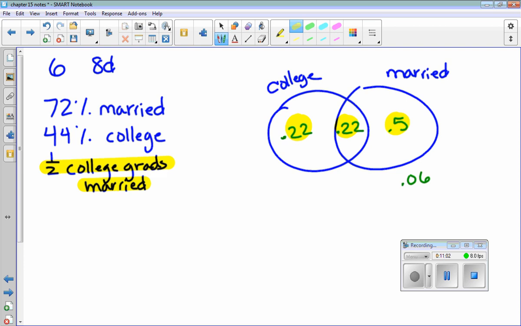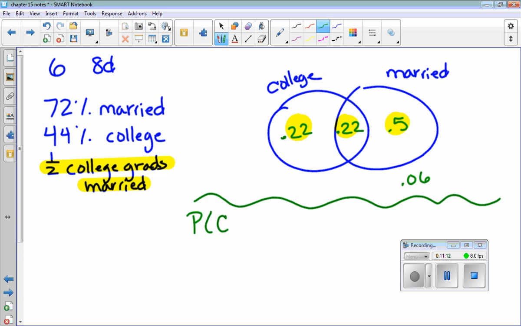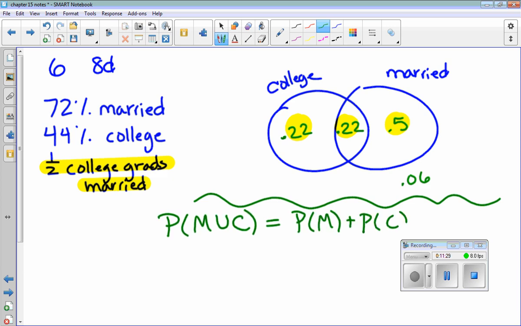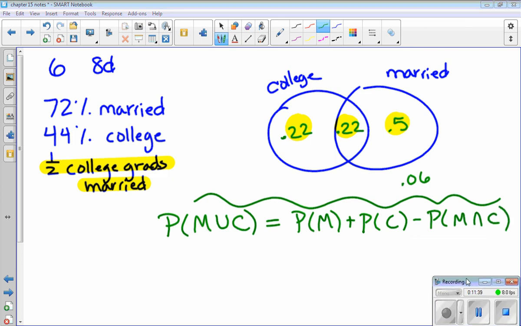All right. You can also do this last one if you want, and I'd like to show you with the formula. So in case we're stuck, if we want the probability of married or college, there we go. So probability of married plus the probability of college, minus the probability of married and college. Isn't that just the addition formula for or?